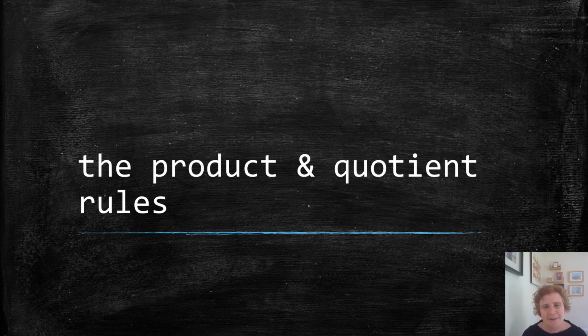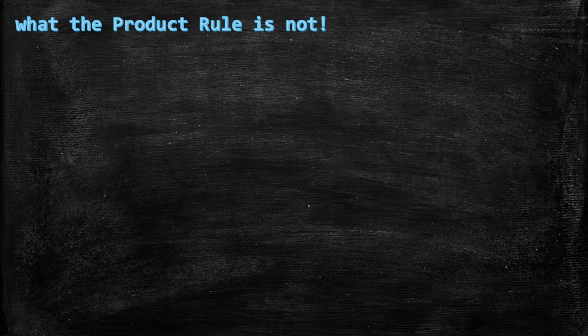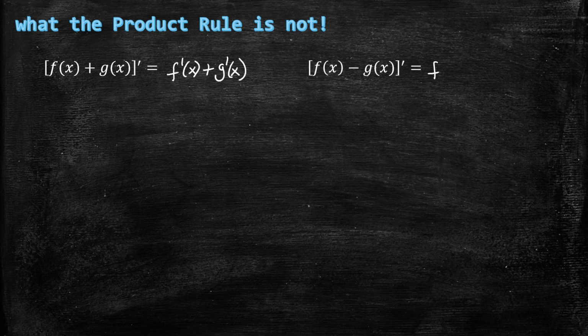Let's get started. So I'm going to begin by clarifying what the product rule is not. And this is important because this mistake is easy to make, and I like to get it on the table before we even dive into the product rule. So we know from a previous video that the derivative of a sum of two functions is, as we would hope it would be, just the sum of the derivatives. And also the difference, the derivative of the difference of two functions is the difference in the derivatives.